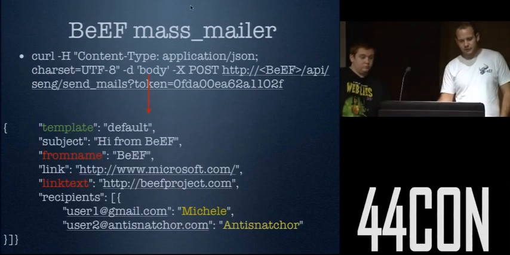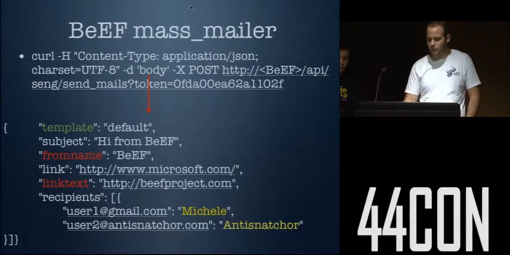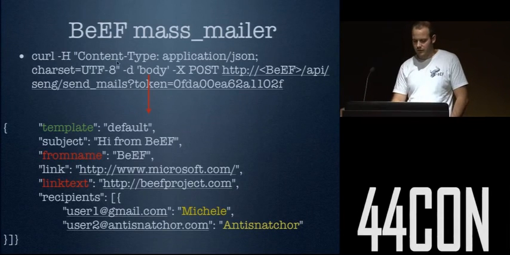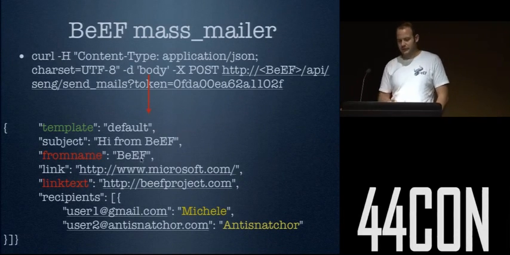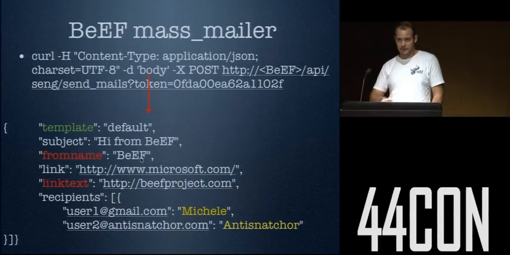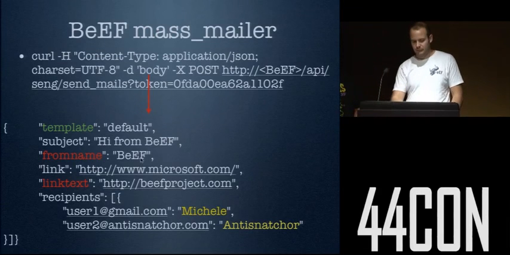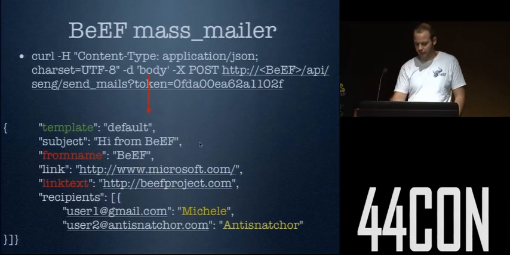So another nice thing about Beef is that we have a RESTful API. So basically to contact, in this case, the mass mailer, you can use, for example, curl, specifying the content type of your request, and then in the body, you specify the template that you want to use, the subject, the from name, that is very important because almost every mail client will display the from name and not the from address by default, unless you open the email in raw format. And then the link and the link text.